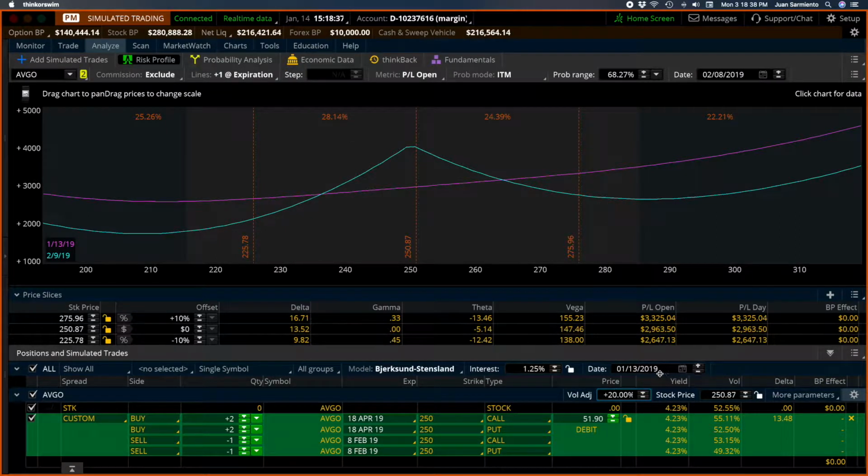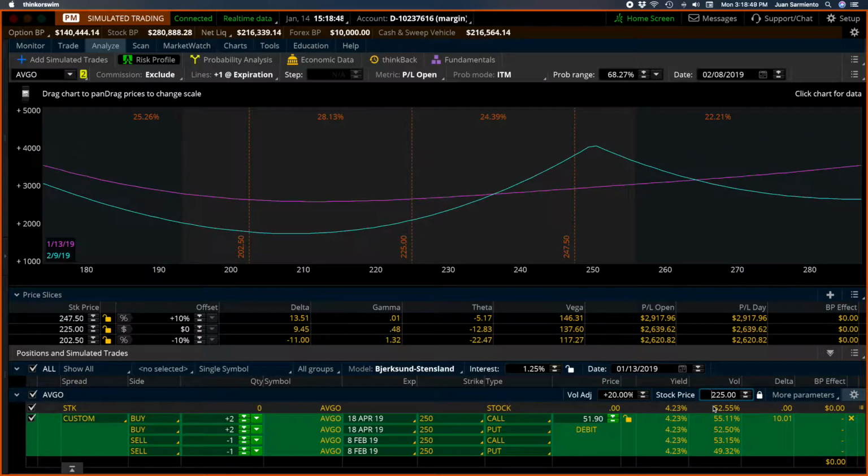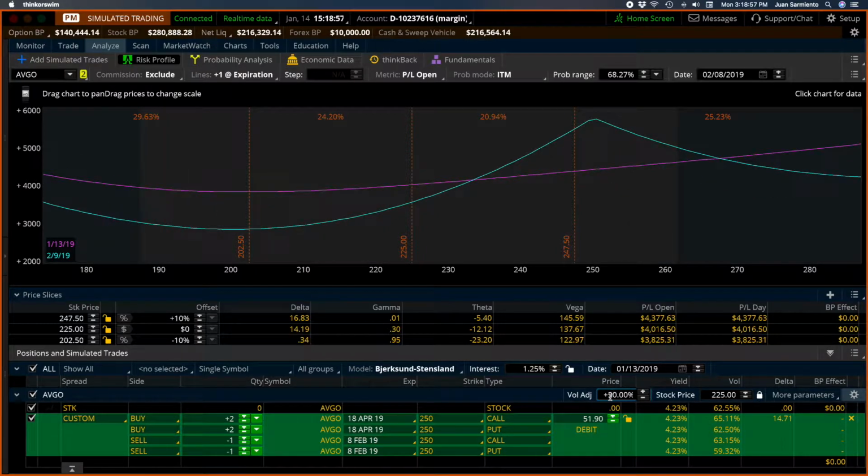Imagine if the stock was to fall, let's say 10%. That's 25 points and it goes to 225. If that was to happen, implied volatility is likely to rise, let's say to 30%, if it happens overnight. And then your profits will become very, very large.